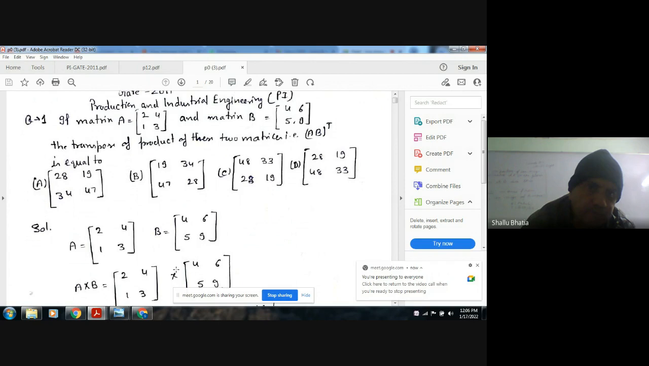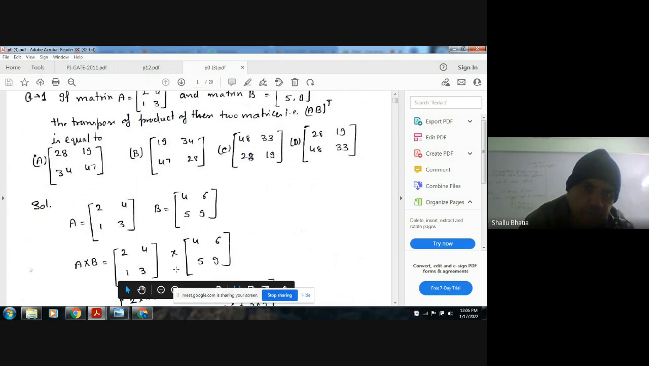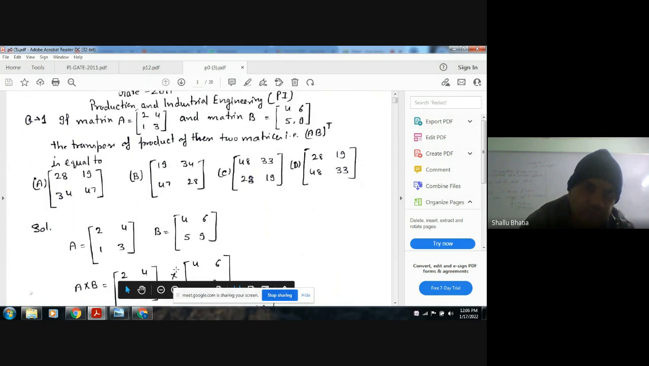The question one is: if matrix A is equal to [2 1; 4 3] and matrix B is equal to [4 5; 6 9], then the transpose of the product of these two matrices, that is (AB) transpose, is equal to option A, B, C, D are given. We'll check the answer after finding it.